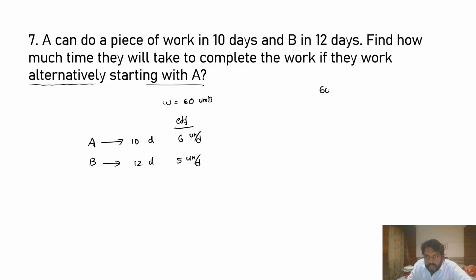Total work to be completed is 60 units. First day A will work, A will do 6 units. Second day B will work, B will do 5 units. Third day A will work, again 6 units. Fourth day B, 5 units. Like that the work is going to proceed. What happens? You just try to understand. This is one cycle. In one cycle, how much work is completed? 6 plus 5, 11 units of work is completed.